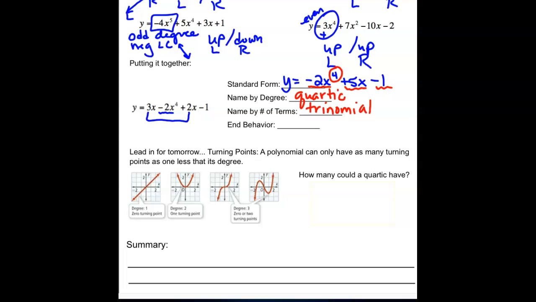Now for the end behavior, we have an even degree, and our leading coefficient is negative. So even degree means parabola shape for end behavior. It can do some different things in the middle of the graph where it wouldn't look like a parabola, but your arrows are either both up or both down. Since our leading coefficient is negative, they would be both down. So we would say down on the left and down on the right.